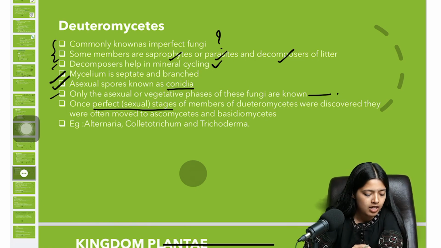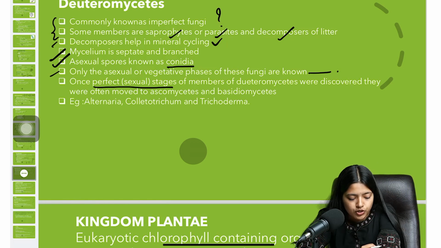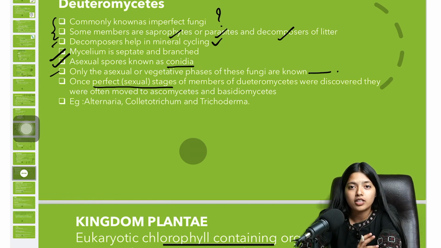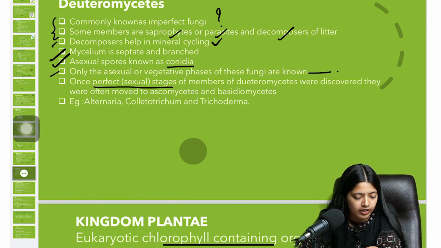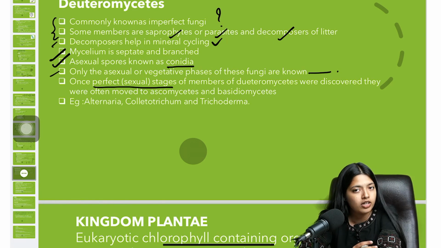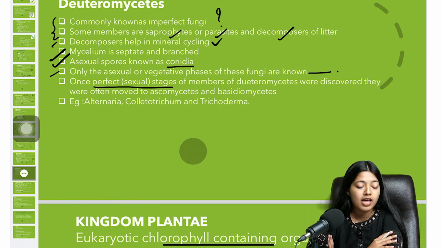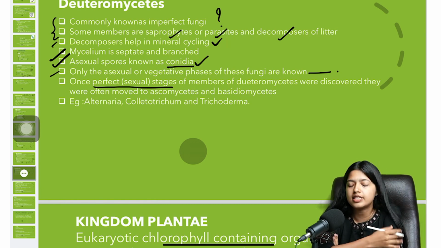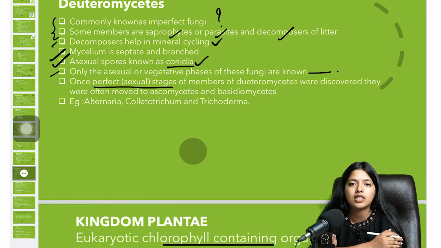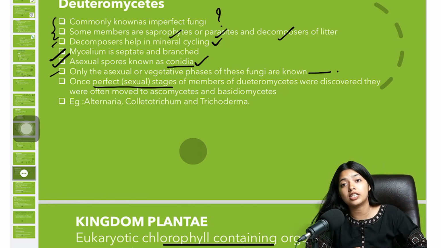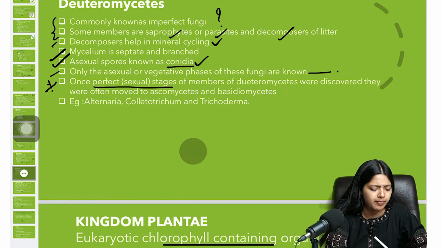Is that clear? The examples are Alternaria, Colletotrichum and Trichoderma. They are known as imperfect fungi. They live as saprophytes, parasites or decomposers, and they help in mineral cycling. The mycelium is septate and branched. Asexual spores are conidia. Only asexual and vegetative phases are seen. Just remember the point about the perfect sexual stage.